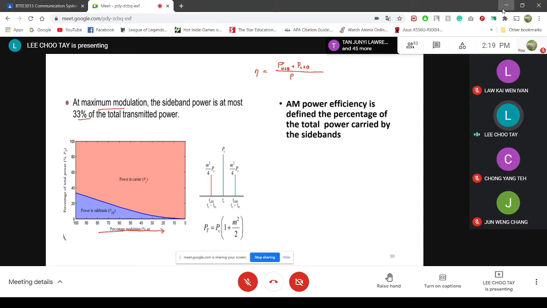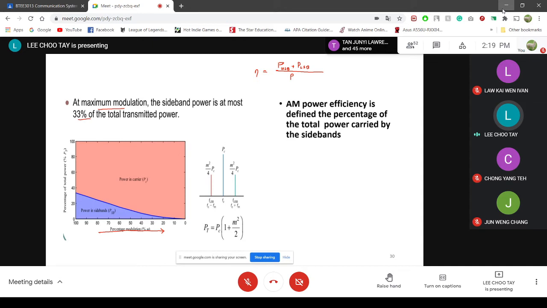So you can see out of a total of 354 watt power used, only 54 watt is used to send the information. And out of this 54 watt, actually the information is duplicated. Actually 27 watt is used to send the information, a total of 54 watt if you consider both sidebands. Okay, have you got this now? Yes. Okay, so I'm going to move on.